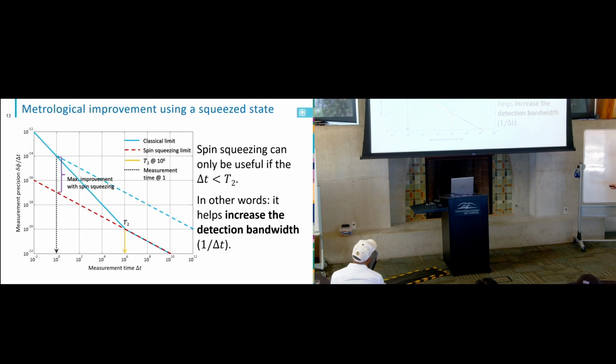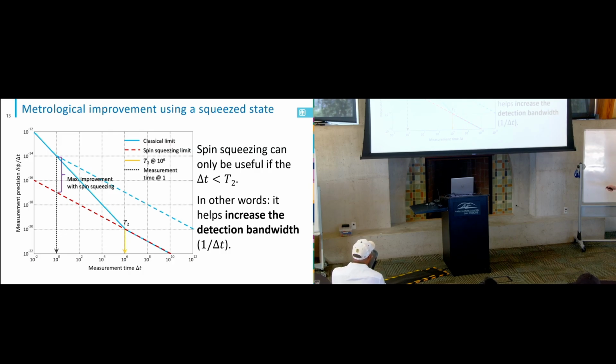If we try to perform the measurement shorter than T2, we can preserve the spin squeezed state for some period of time and perform the measurement, and then we will gain the advantage of that improvement. So spin squeezing in general can give you a broader detection bandwidth, but it doesn't ultimately improve the detection sensitivity if our measurement time is beyond the longest coherence time.